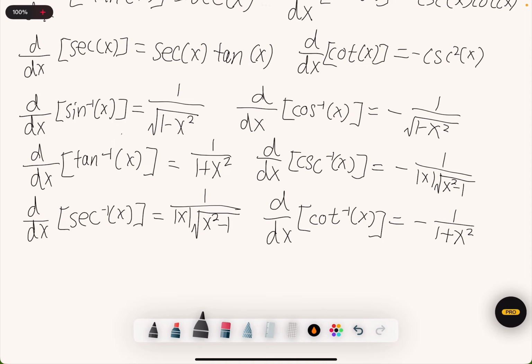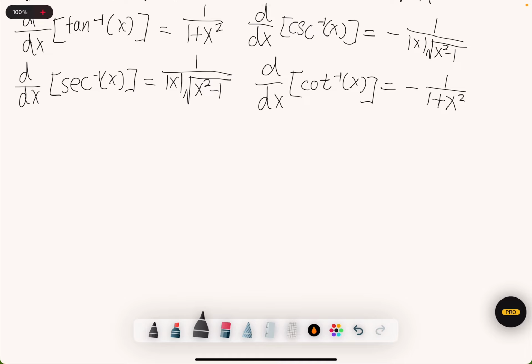And the last part of today's video is about exponential and logarithm functions. So first we have the derivative of a to the power of x. So a can be any number, but it's like a constant basically. So the derivative of a to the power of x would be a to the power of x times the natural log of a.